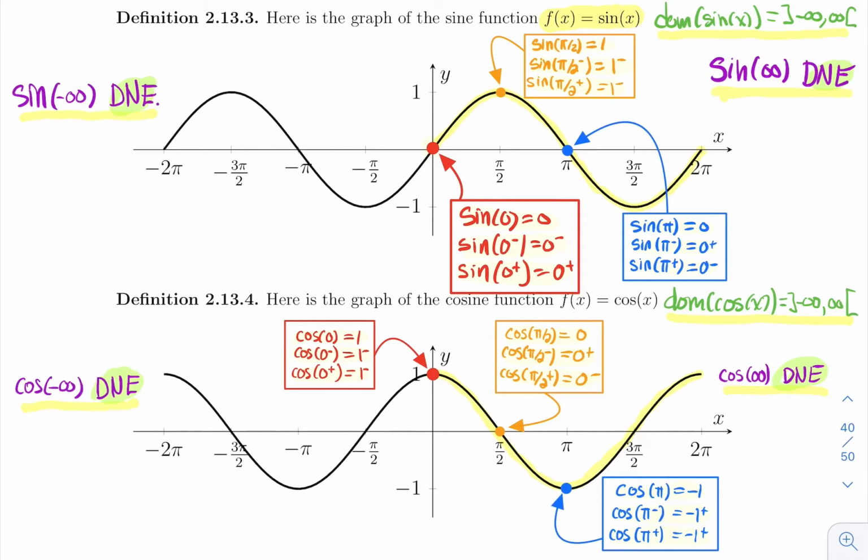What you should know also from those graphs, or the way you should be using those graphs, is that there are a lot of nice inputs that give you nice outputs. For example, for the sine function, we know sine of 0 is 0.